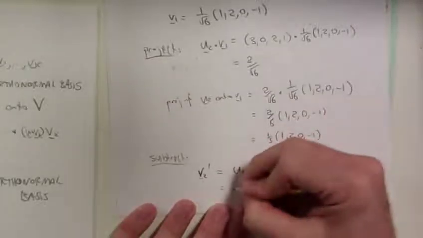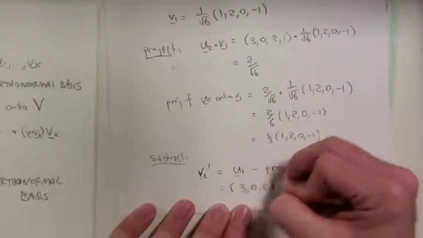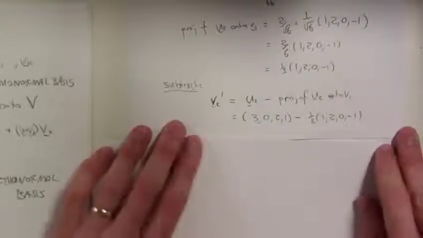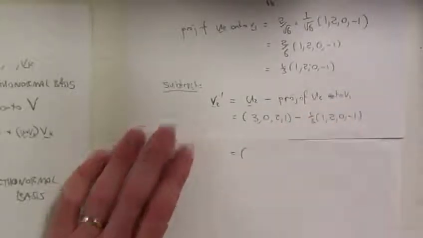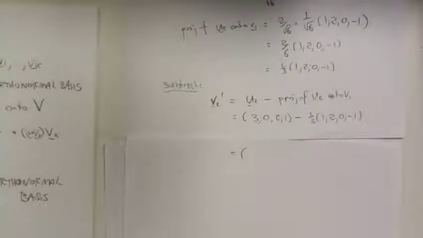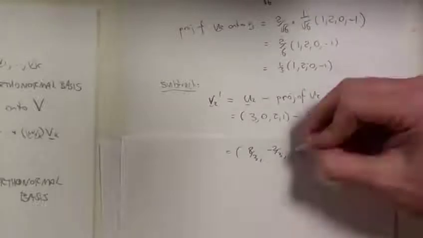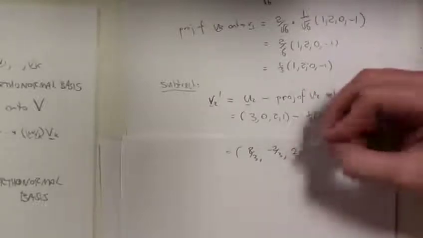is my old U2 minus the projection of U2 onto V1. So I have my old U2, which was 3, 0, 2, 1. Take off 1/3 of 1, 2, 0, minus 1. So 3 minus 1/3 would be 2 2/3, which would be 8/3. Or I suppose if you like, 3 is 9/3, 9/3 minus 1/3 is 8/3. 0 minus 2/3, 2 minus 0/3 is still 2. 1 minus minus 1/3 would be 4/3.